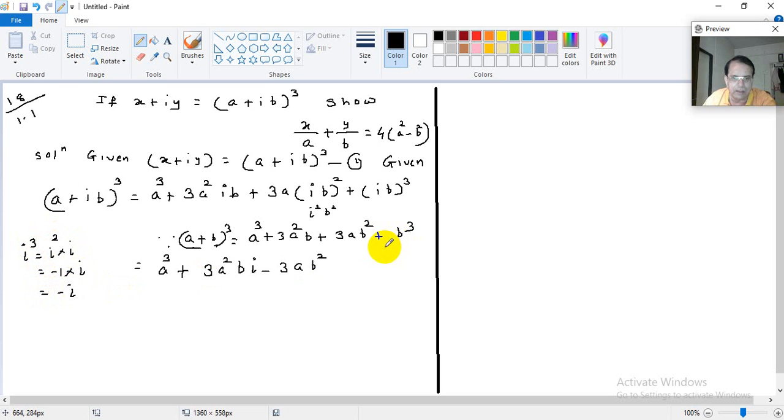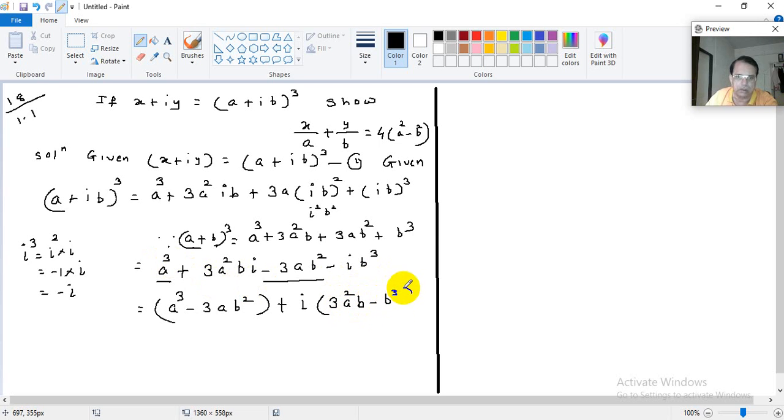So here 3ab squared is done, that is the middle term. Now here i cube b cube, but i cube is minus i, so you will get minus i into b cube. Now what is the real part? a cube and minus 3ab squared. So a cube minus 3ab squared is the real part, and plus i into the imaginary part, which is 3a squared b minus b cube. This will be the value of (a plus ib) bracket cube. If you have not made any mistake, then the problem should be perfect.